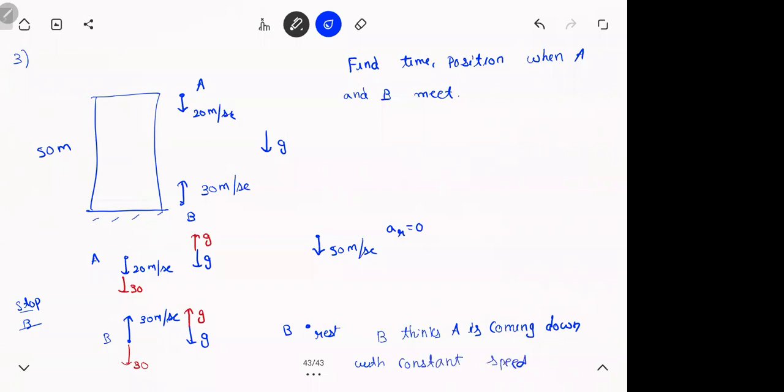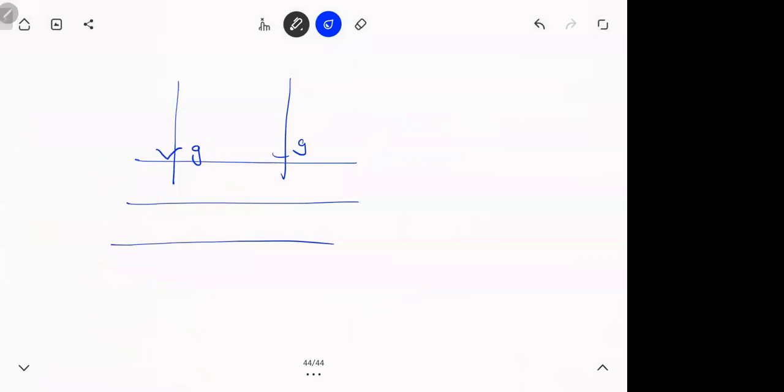You might be thinking, sir, how did the acceleration become 0? Now think about it. If you're going with G and if you're going with G, they're always at the same level, no? So relative acceleration will be 0, isn't it? If both are going with the same acceleration, then the relative acceleration is 0.